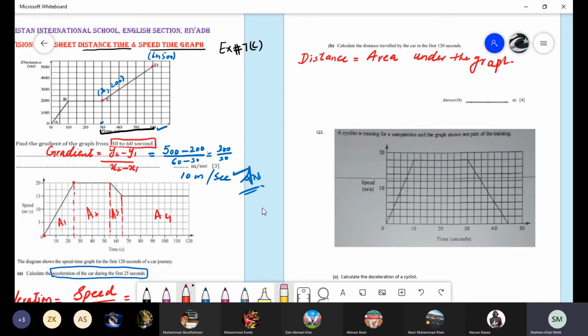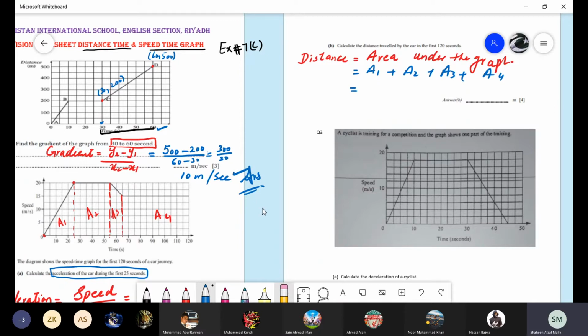The distance means that you have to find out the area of all these four figures. So just write the formula here. What is the first part? Area of triangle. You can write that this is A1 plus A2 plus A3 plus A4.